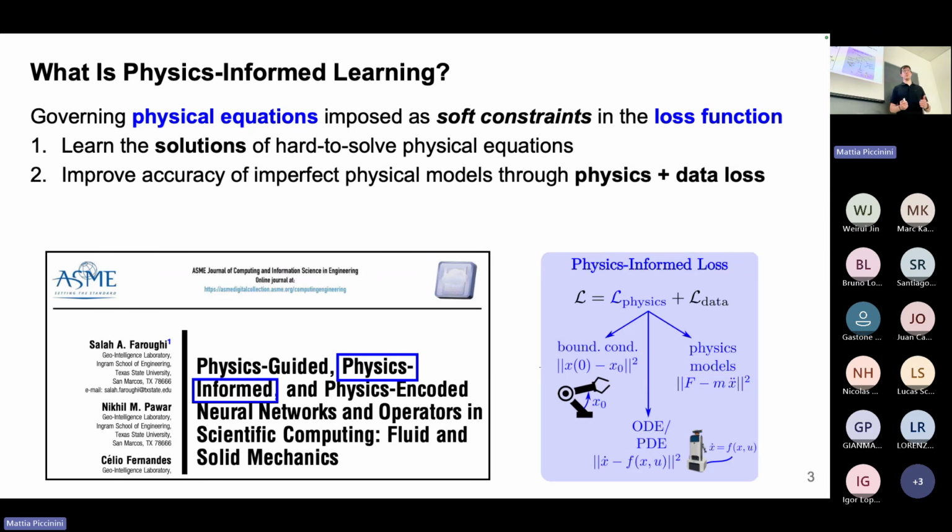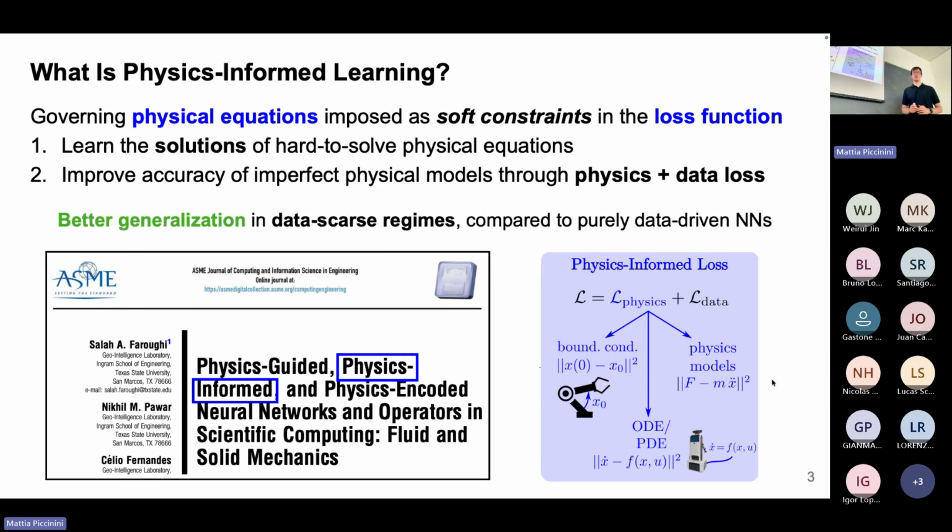This is one motivation. The second motivation is actually not to solve complex equations, but rather combining imperfect models, which we may have, physical models, with data. Sometimes we have little data, but we have some model, and then we can combine the two in the loss function, and this is something we're going to see. And this is something we do to improve the generalization of our data-based neural network outside of its domain. Okay, but we will get there.